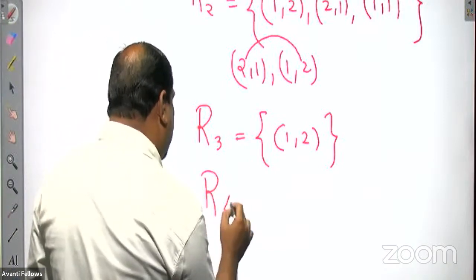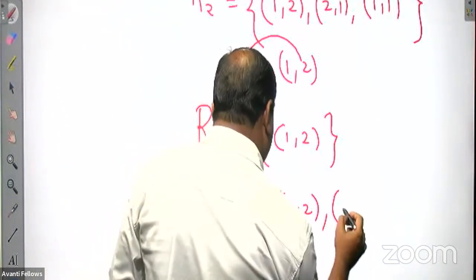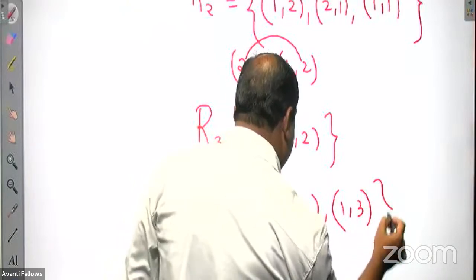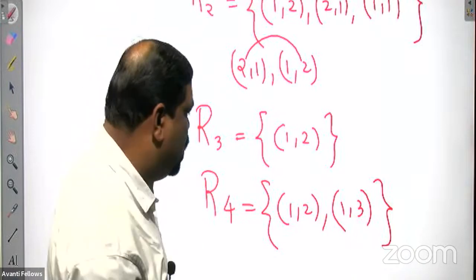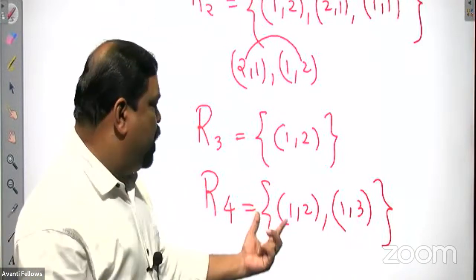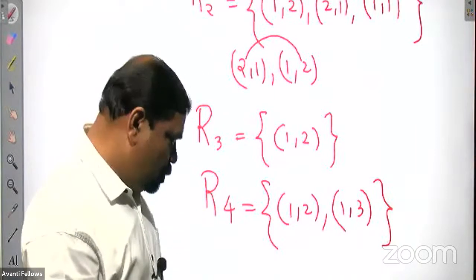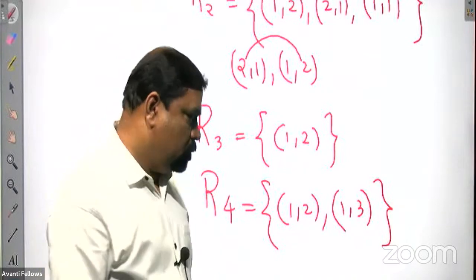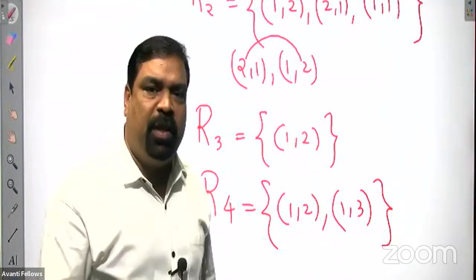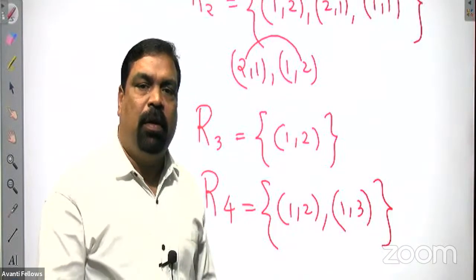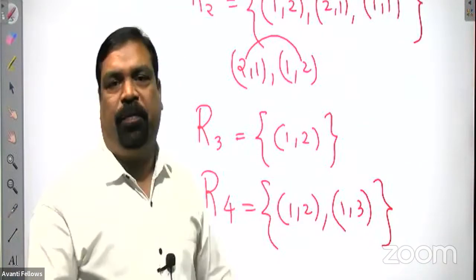Now I write another relation. Same set. My set A is {1, 2, 3}. And the relation is R4 equal to {(1, 2), (1, 3)}. Okay, again, give me the answer. Whether it is transitive, that's my question. This relation is transitive or not.